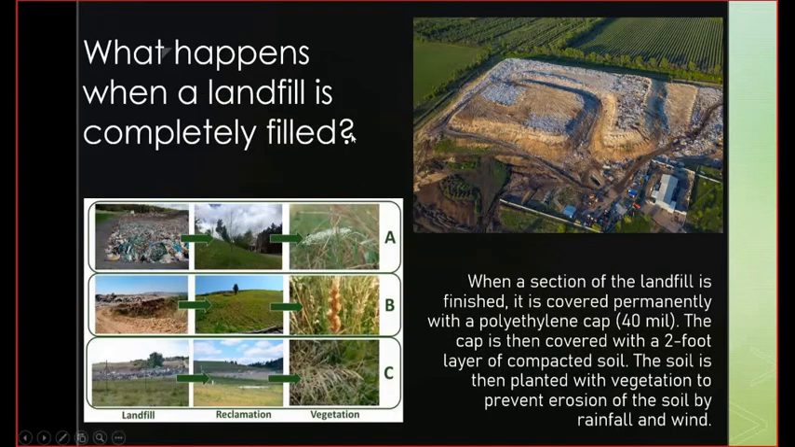Next is, what happens when a landfill is completely filled? So after it has reached a certain elevation, what happens then? When a section of landfill is finished, it is covered permanently with a polyethylene cap. The cap is then covered with a 2 feet layer of compacted soil. The soil is then planted with vegetation to prevent erosion of soil by rainfall and wind. So landfill areas can be very environmentally friendly if we manage them nicely. So through this, we can have poor areas being rejuvenated into green spots.